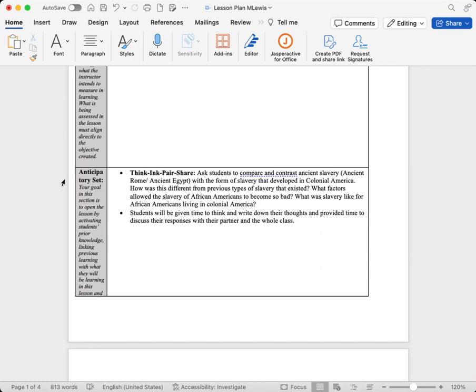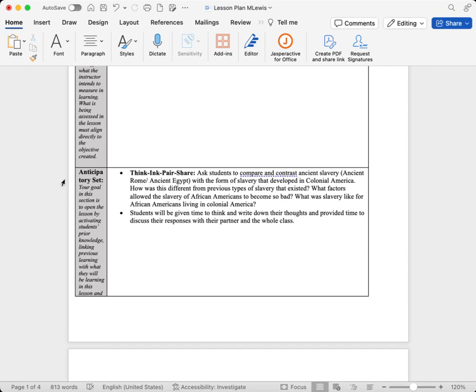So I will ask students to compare and contrast ancient slavery with forms of slavery that developed in colonial America. And then I do ask them to compare and contrast how this is different from previous types of slavery that existed. What factors allowed the slavery of African Americans to become so bad? What was slavery like for African Americans living in colonial America? And this is really just to get them started on thinking about the topic at hand.